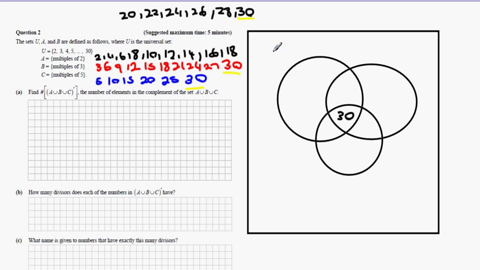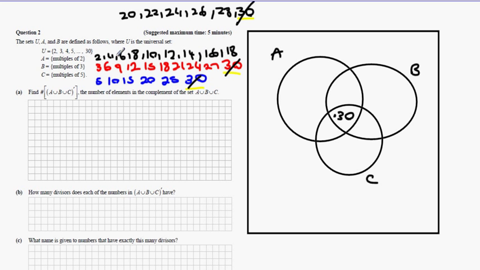So this one can be A, this one can be B, and this one can be C. Now, are there any other ones that are in all three sets? I think we're out of luck here at the moment, so it is only 30 in the middle. Okay, so 30 is just one of them. Now we're going to do A intersection B, so 30 is gone.